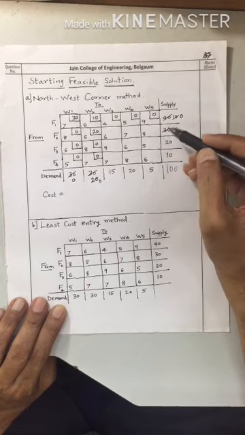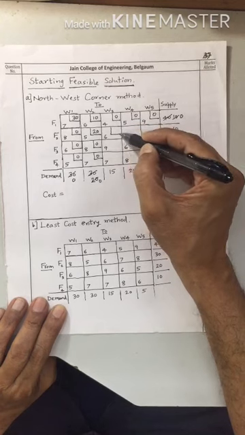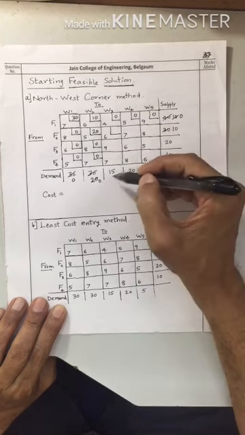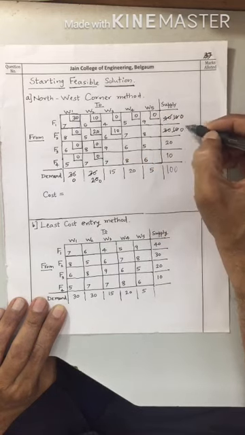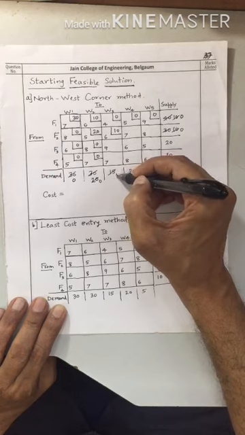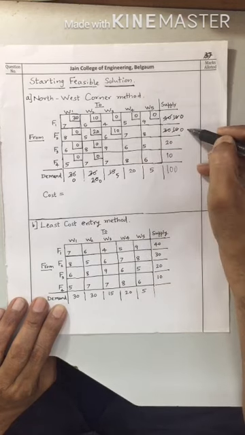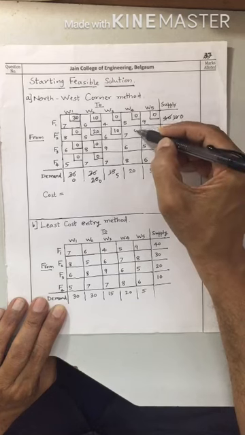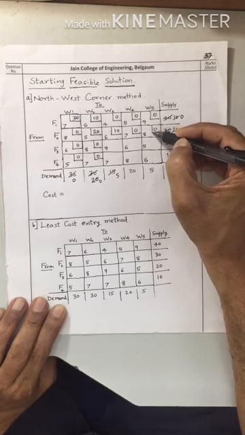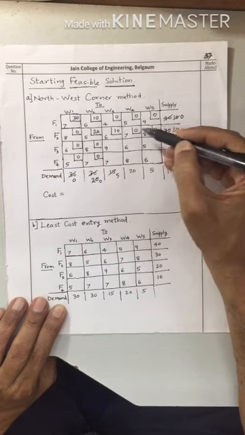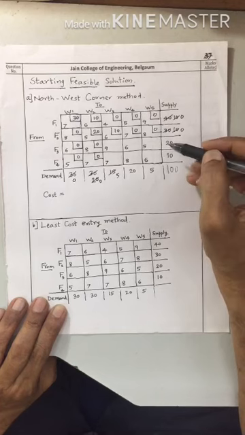Now again start among all these cells. This is the cell at the northwest corner. Decide: this is 10, this is 15, take 10. So 10 minus 10 is 0, 15 minus 10 is 5. The supply capability of F2 is completely exhausted. Therefore it cannot send anything to W4 and anything to W5. Therefore X24 is 0, X25 is 0. So another cycle is over.